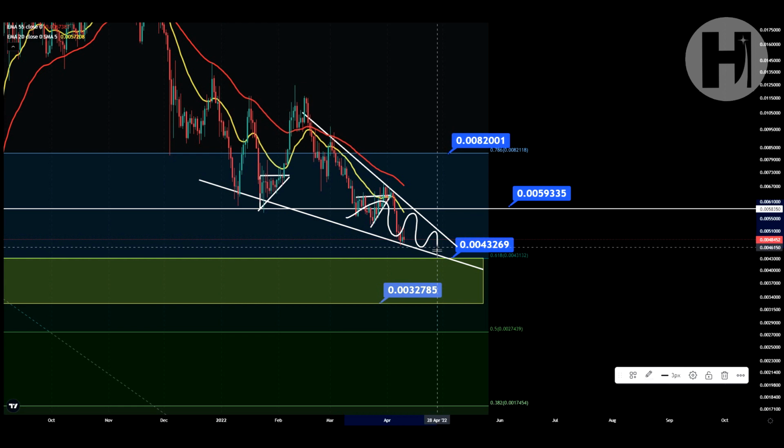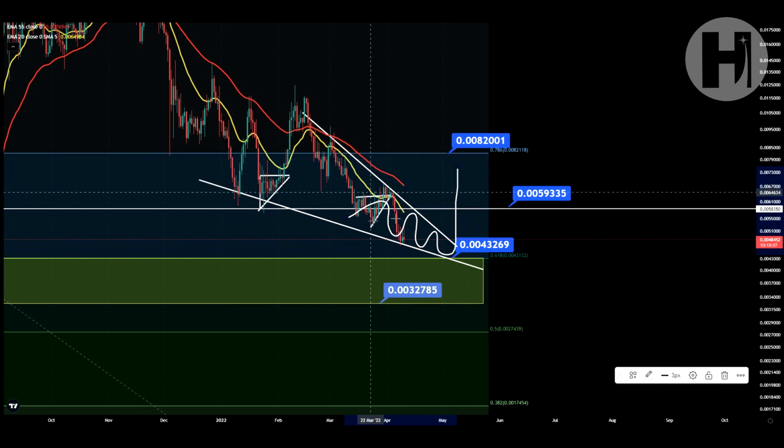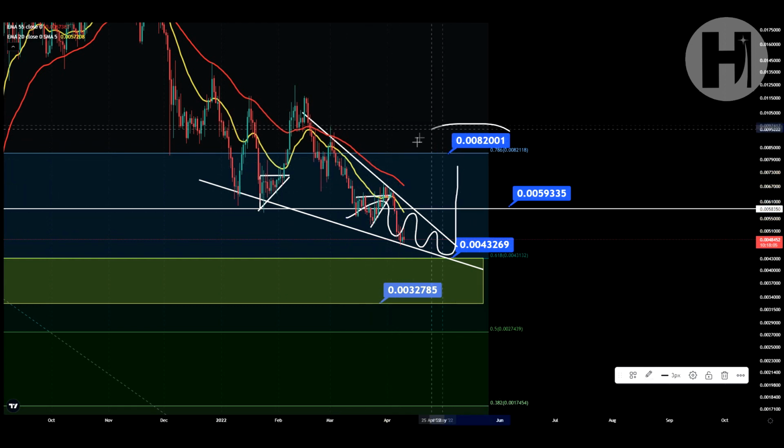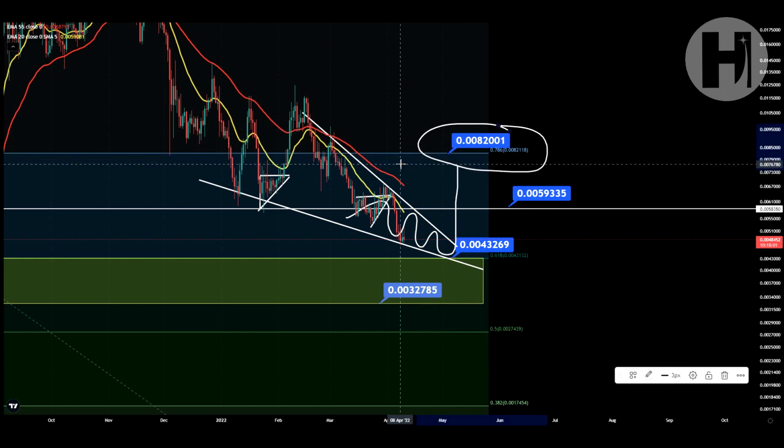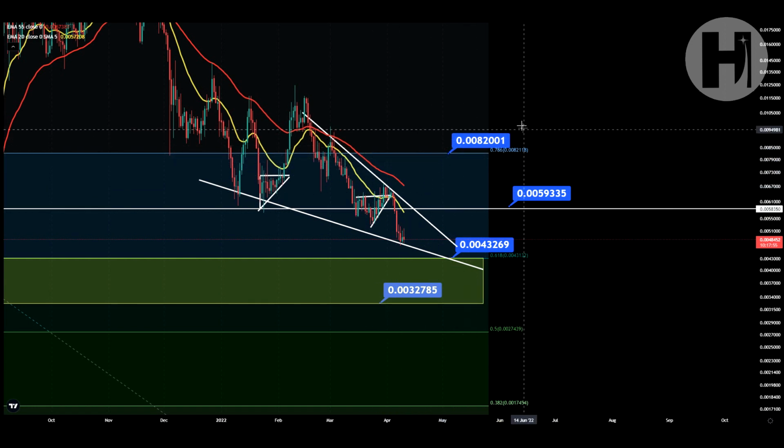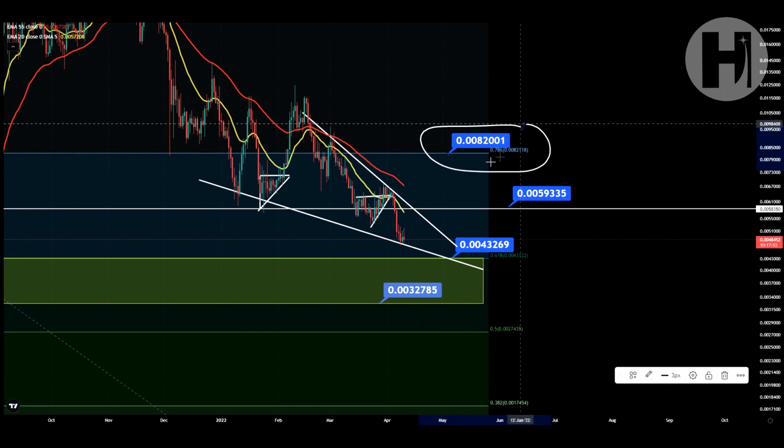And once you get closer to the apex, you usually see huge breakouts, right? The first target out of the breakout I would have is the 0.786 Fibonacci retracement at 0.008218. And that is simply a resistance level based on the Fib retracement.